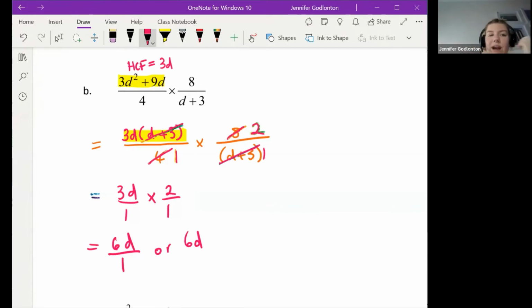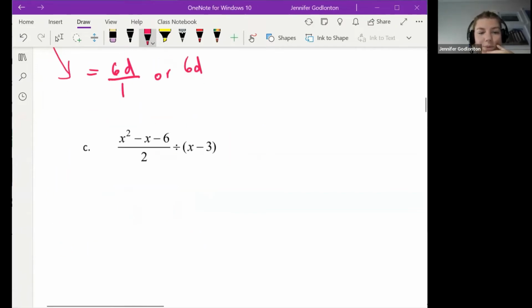But you also don't have to show that step if you don't want to. You can jump straight from there to there. Yeah, so if the sign is already a multiplication sign, you don't have to change anything because it's already done for you.